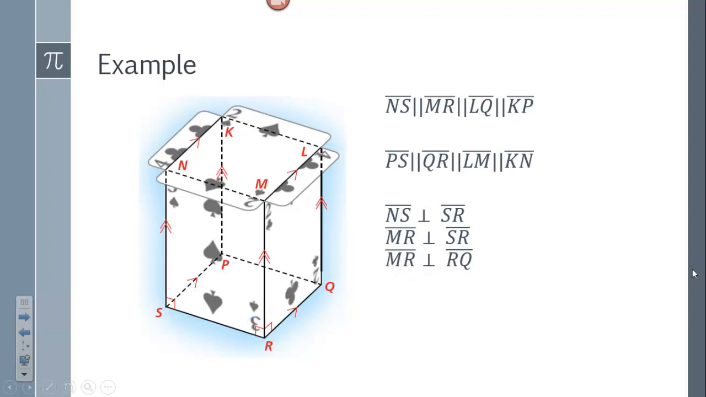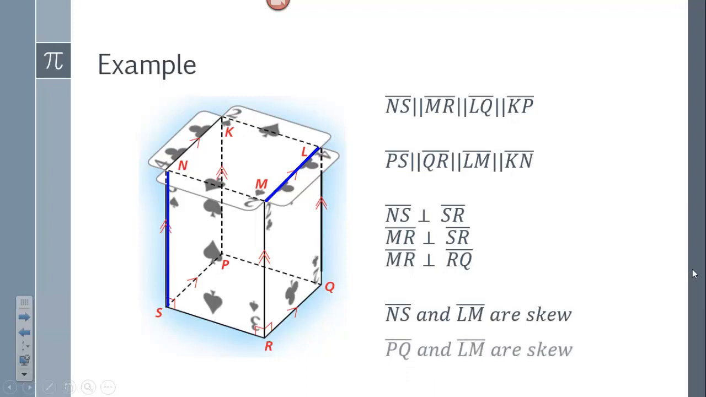And finally, we have several sets of skew lines. Just one example is NS and LM. Those are skew. You can see that they will never intersect. They lie on different planes. They will never intersect. Another set of skew lines could be PQ and LM.